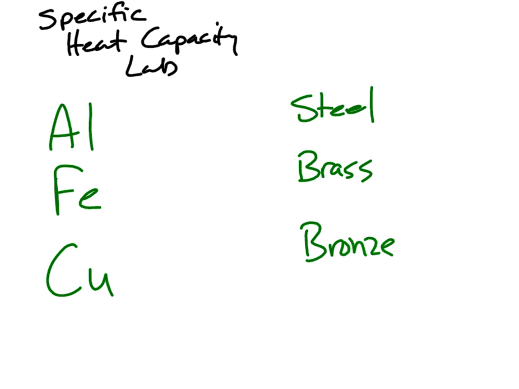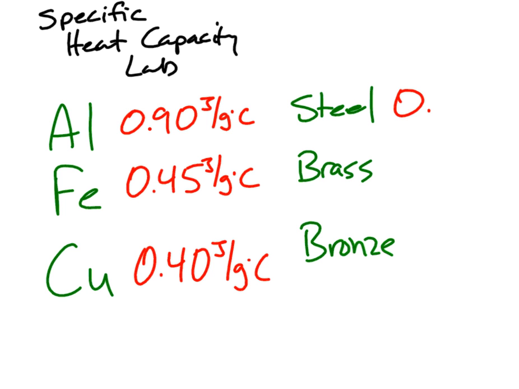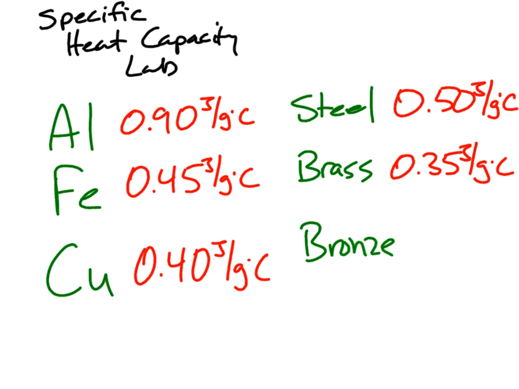We have 3 elements and 3 alloys. So we have aluminum, which is 0.90 joules per gram degree Celsius. Iron, which is 0.45 joules per gram degree Celsius. We have copper at 0.40 joules per gram degree Celsius. Steel at 0.50 joules per gram degree Celsius. Brass at 0.35 joules per gram degree Celsius. And lastly, bronze at 0.30 joules per gram degree Celsius.